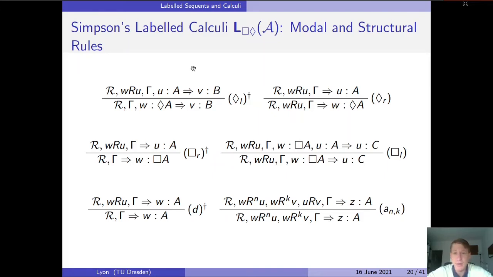Now, if we want to consider an intuitionistic modal logic extended with the seriality axiom, then we add the D structural rule to the labeled calculus. And if we want to consider a labeled calculus for an intuitionistic modal logic extended with some set of Horn-Scott-Lemmon axioms, then we add a rule, A and K, where N and K take the same values as they do in the Horn-Scott-Lemmon axiom. So by extending with these rules, we can obtain sound and cut-free complete labeled sequent systems for all of the intuitionistic modal logics we are interested in.